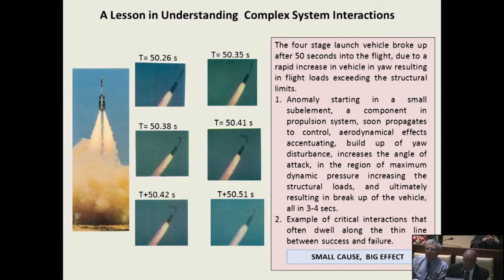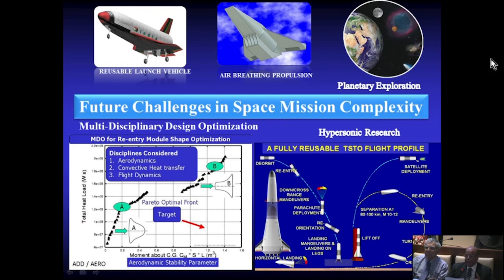So ultimately, this increased the structural loads on the vehicle, which in this case essentially means the bending moments on the vehicle, ultimately resulting in a breakup of the vehicle. And all this happened in a matter of 3 to 4 seconds. You can see the anomaly propagate and quickly build up in terms of disturbances, the system failing at a particular point, all in 3 to 4 seconds. So here is a small cause and a big effect. That's what I would like to convey in this particular slide.